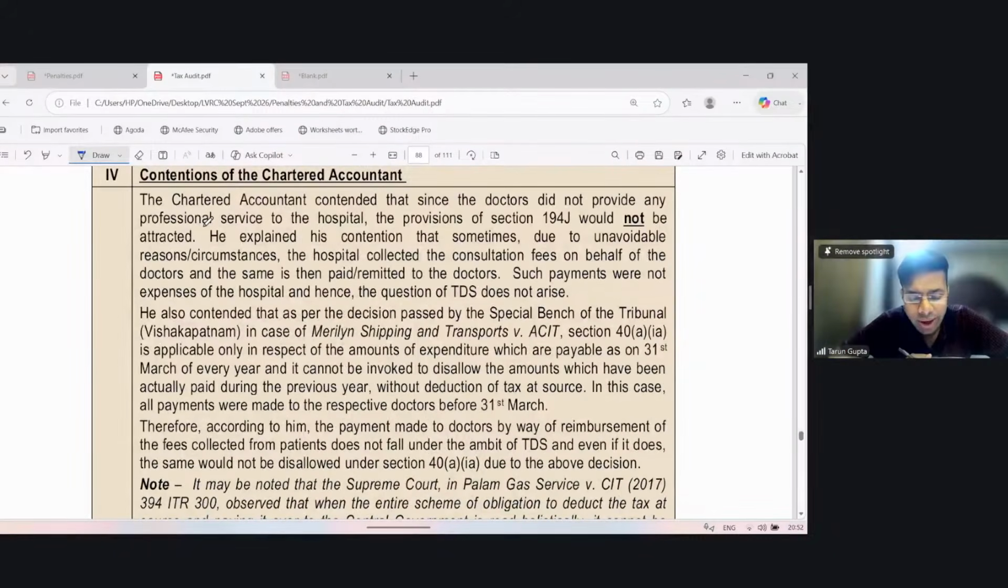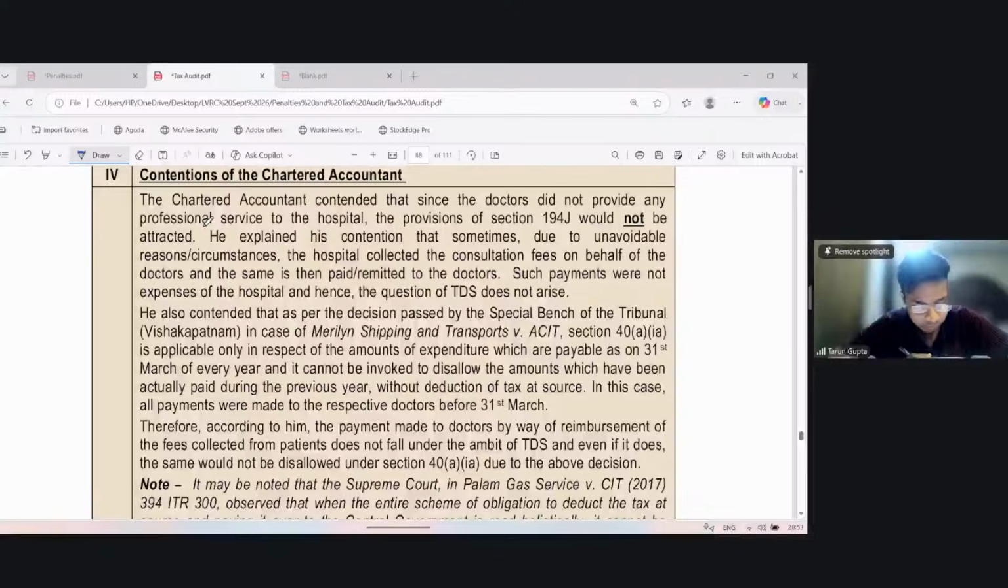The chartered accountant contended that since the doctors did not provide any professional service to the hospital, the provision of section 194J will not be applicable. He explained that due to unavoidable reasons, the hospital collected the consultation fee on behalf of the doctor, and the same is paid or remitted to the doctors. Therefore, there is no expenditure booked in the hands of the hospital, and the question of TDS does not arise. He also contended that as per the decision of the tribunal in the case of Mullin Shipping, section 40(a)(ia) disallowance arises only in case of amounts payable as at the end of the financial year and cannot apply in respect of payments made during the financial year.